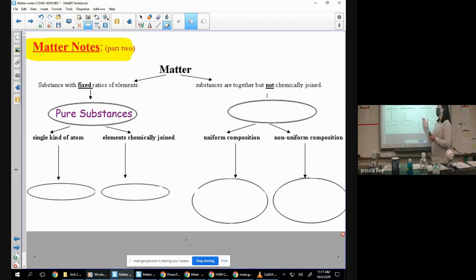Then on the other side, it says substances that are together but not chemically joined. Those are going to be your mixtures. Perfect.